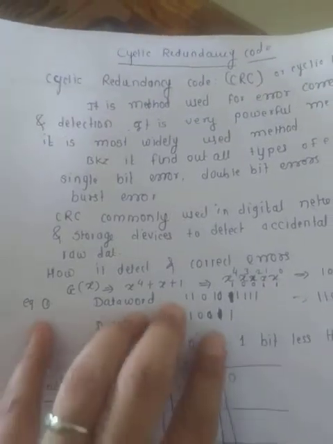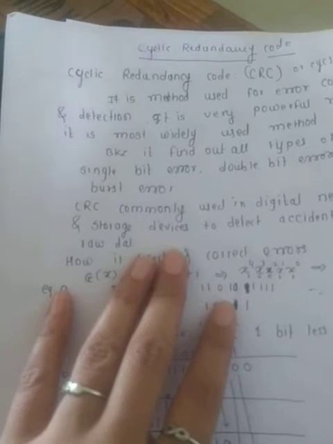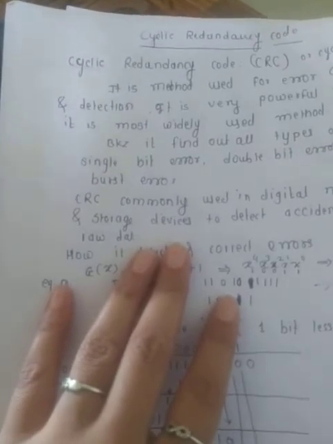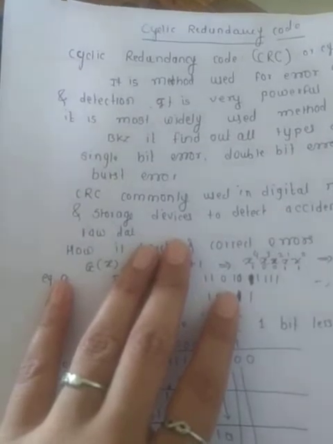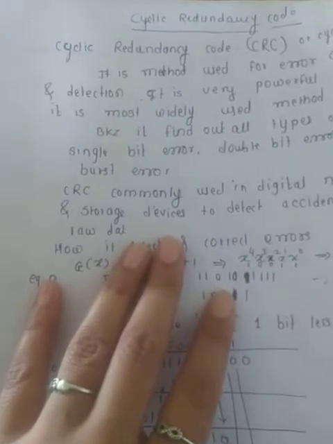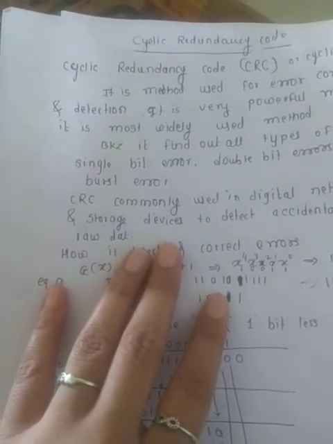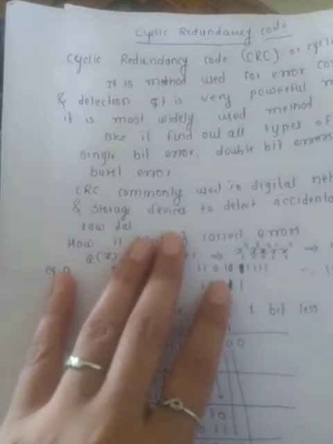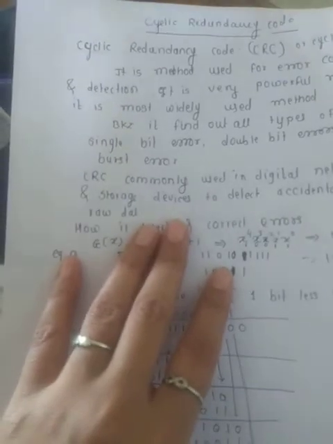Today we are going to learn about the cyclic redundancy check method. Cyclic redundancy code is also called CRC. This method is used for error checking. It is the most powerful and most widely used method, and it is used to find any type of error, that is single bit error, double bit error, burst error, any type of error. So it is called the most powerful method.